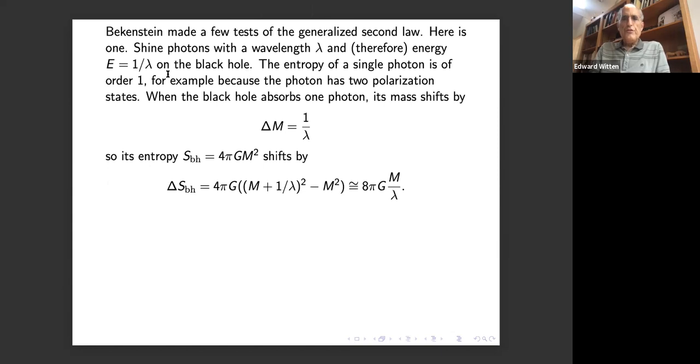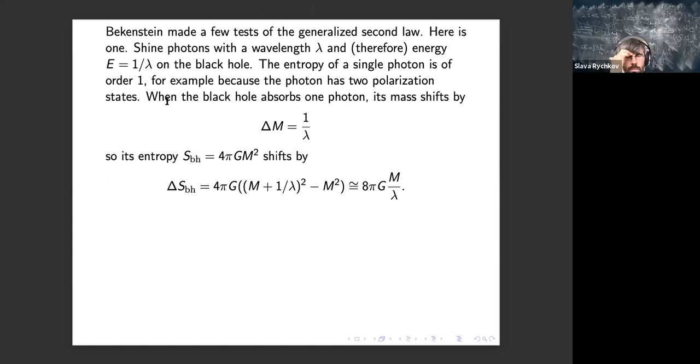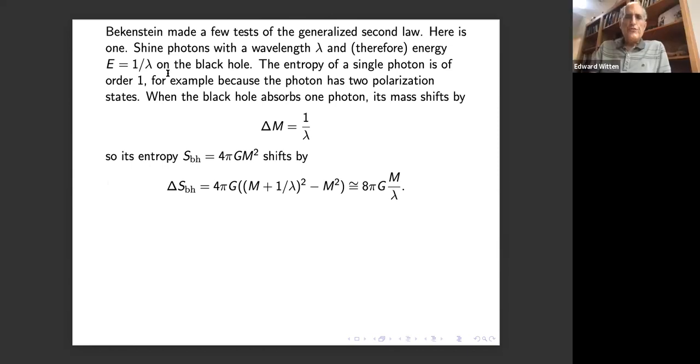The entropy of a single photon is at least of order 1 because of 2 polarization states. And you can make it a little bit more by taking black body photons that don't all have the same energy and momentum, but are in thermal equilibrium with this average energy. But the entropy per photon is still of order 1. When the black hole absorbs one photon, its mass shifts by 1/λ.